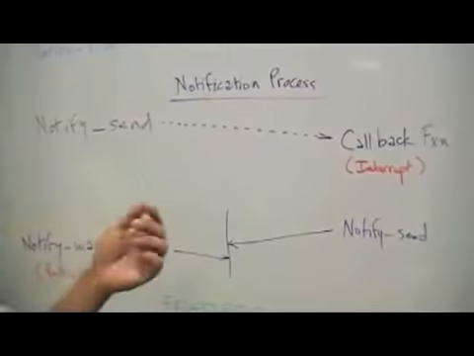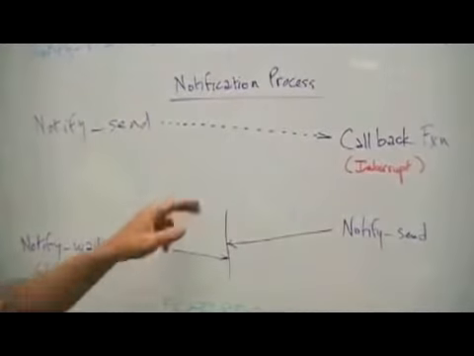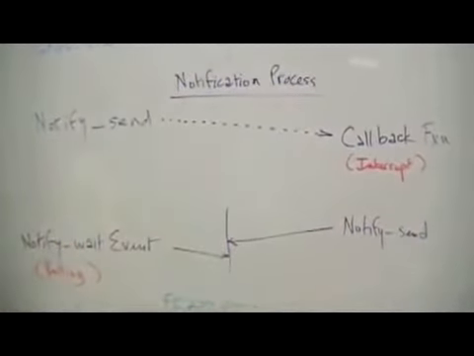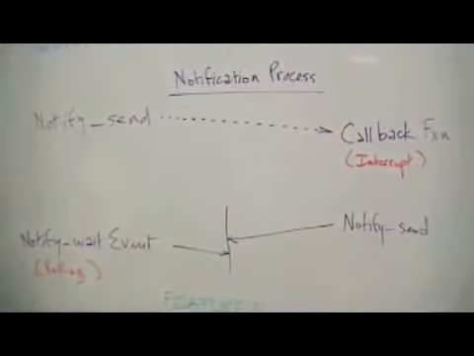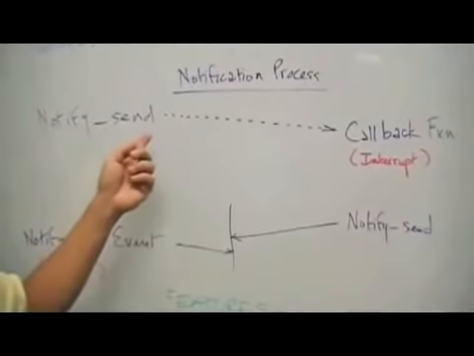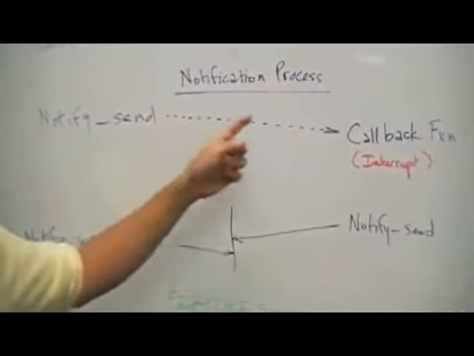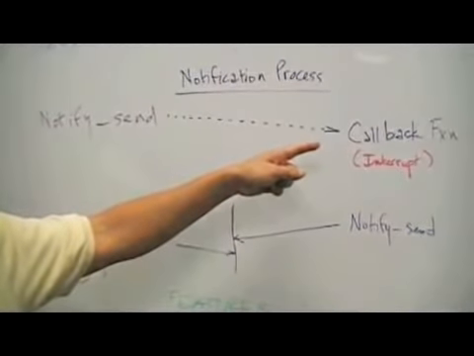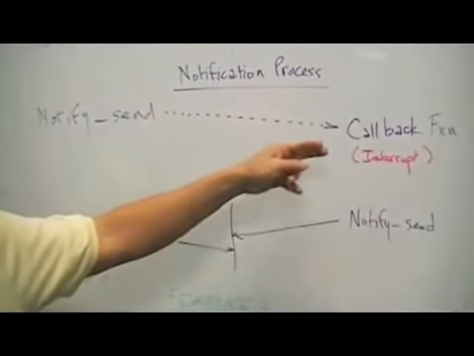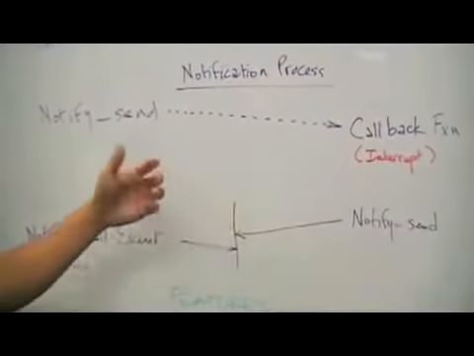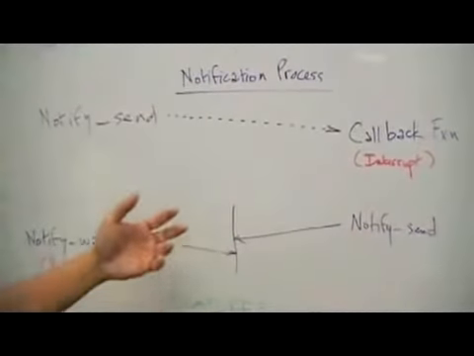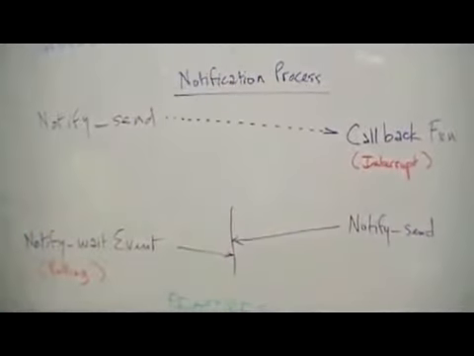You can receive via interrupt or polling. In this example, the interrupt method is used. So once the notify send is issued, an interrupt will cause the callback function to be executed on the Core B side, and that basically passes the data from Core A to Core B.